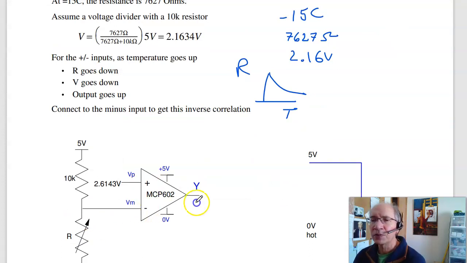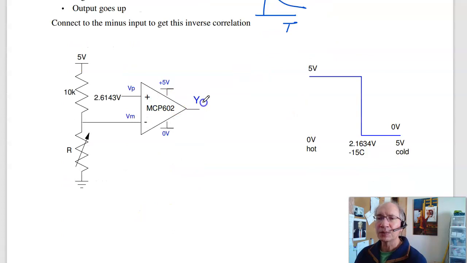So I want the voltage to be on 5 volts when it's really, really hot. So when it's really, really hot, this goes to 0. I want to compare it to 2.61 volts. The 2.61 goes to the plus input. The divider goes to the minus input. So there's your circuit. It's a comparator that turns on when the temperature is greater than minus 15 degrees Celsius, or the voltage is less than 2.61 volts. Same thing.